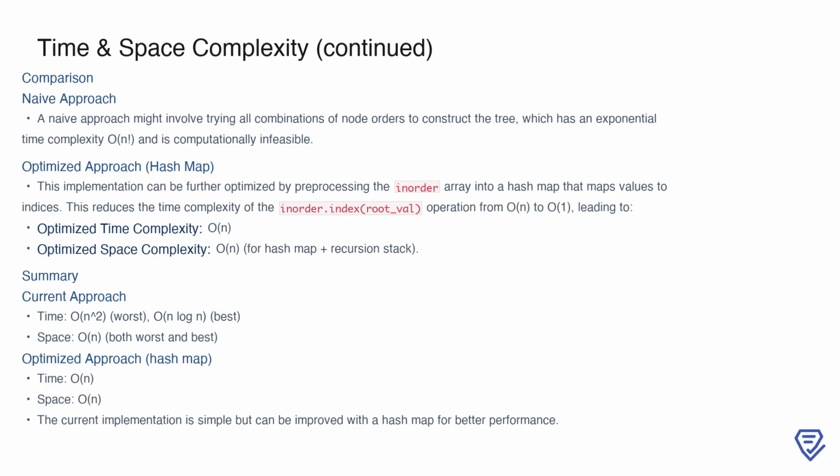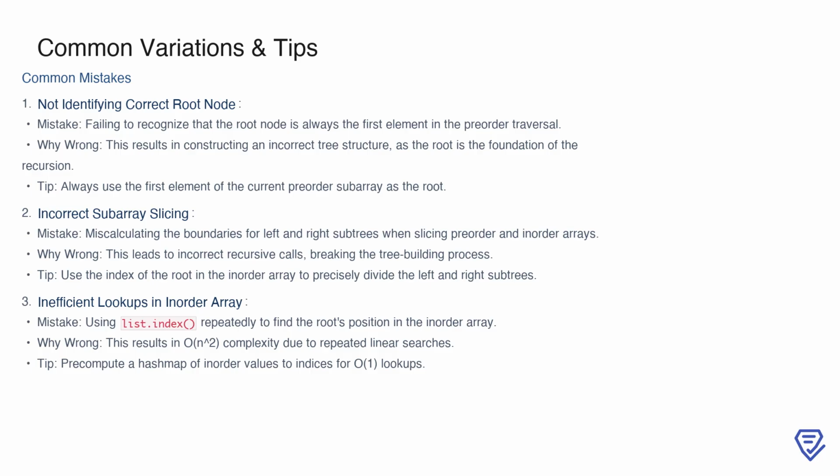To summarize, the current approach has a time complexity of O(n squared) in the worst case and O(n log n) in the best case, with a space complexity of O(n). The optimized approach, using a hash map, achieves both time and space complexity of O(n), making it the more efficient solution for this problem. When solving this problem, there are a few common mistakes to watch out for.